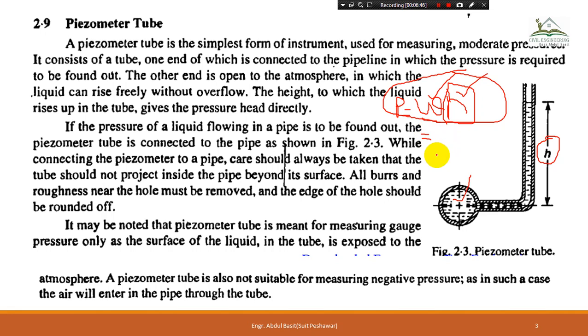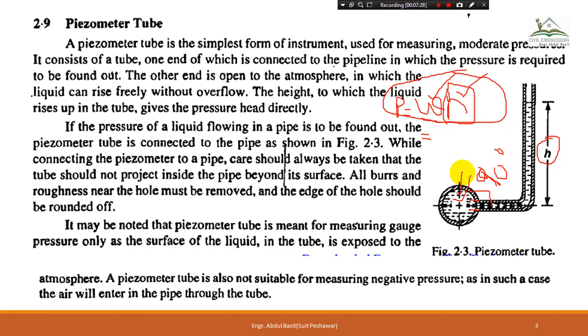The precautions you should keep in mind: number one, the connection of this piezometer with the tube should be at right angle, a 90-degree. Sorry for this bad drawing, this is 90-degree. And secondly, this pipe shouldn't project inside the pipe, because it will increase the pressure and the friction in the pipe and will create some turbulence, so the level rise over here will not be an accurate measure of the pressure of the water inside this pipe.